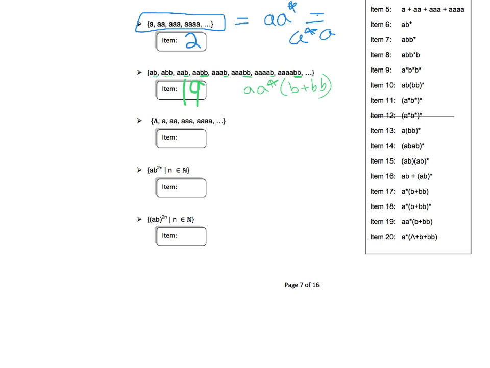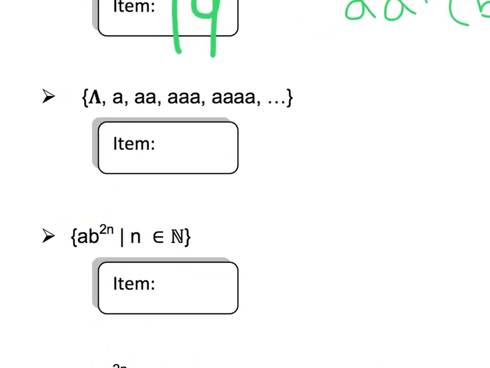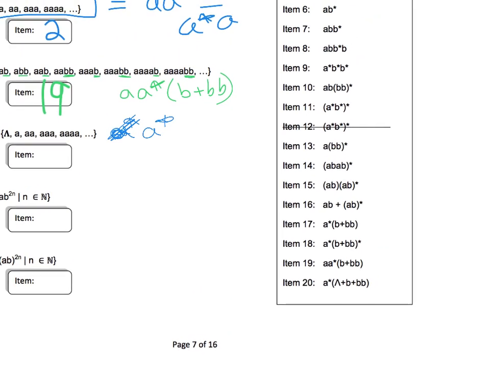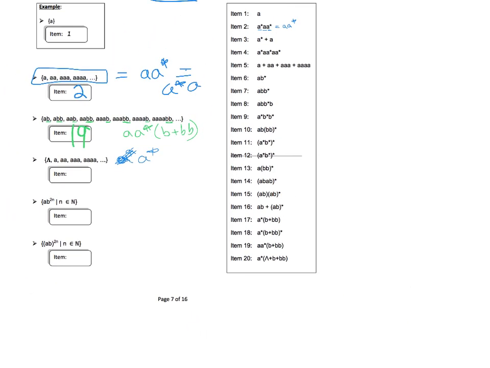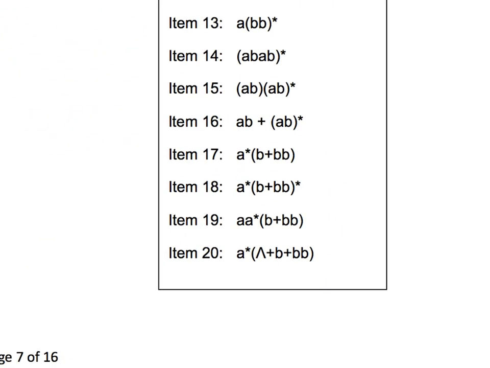All right, next one. Lambda, A, double A, triple A, quadruple A. Well, that's obviously A star, right? And the question is, which of these things on the right is actually A star? So we got to kind of look through them. If we just start at the bottom, if you look, all these guys have B's in them, right? So they're probably not right.